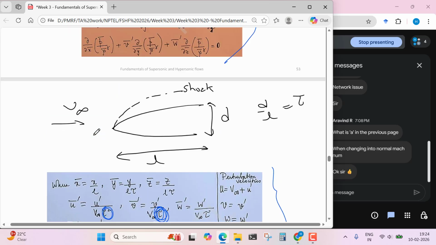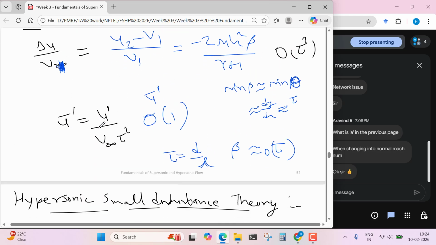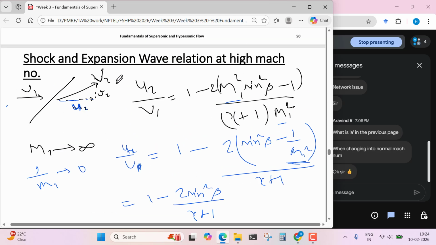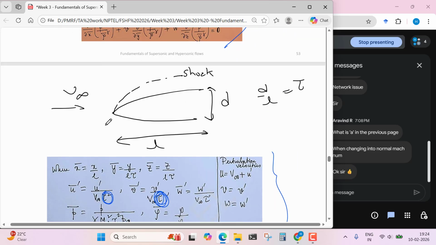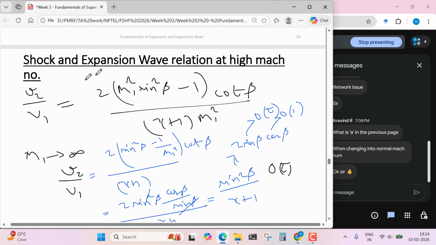Now we have seen u2, the x direction velocity. Let's say there is a y direction velocity v2 also. So v2 upon v1 is given by 2 times (m1 square sin square beta minus 1) cot beta upon (gamma plus 1) m1 square.